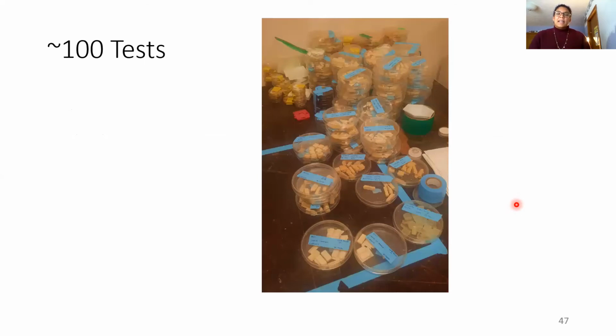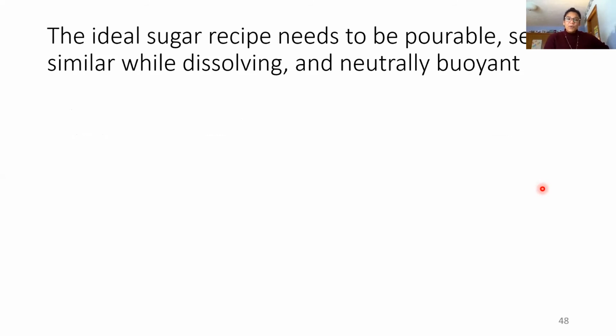So like I mentioned before, we're doing neutrally buoyant particles. So I also had to make these neutrally buoyant dissolving particles. I made them out of sugar, and it took probably over 100 tests. Thank goodness for the undergrads who helped me, because this was a lot of testing to do to actually find this recipe. And we ended up with this ideal sugar recipe that had a couple of key characteristics.